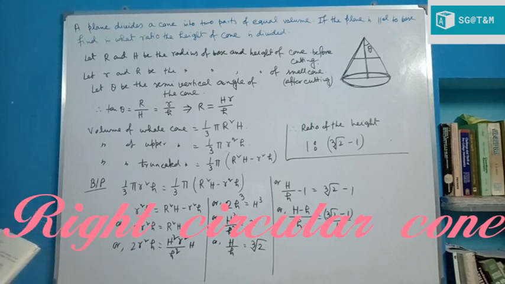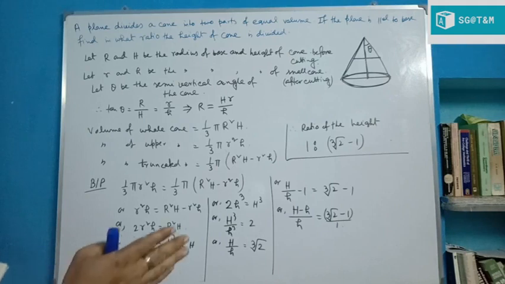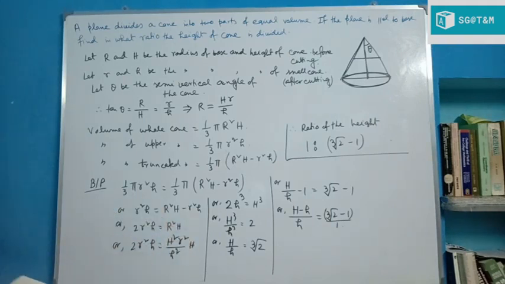First one: a plane divides a cone into two parts of equal volume. If the plane is parallel to the base, find in what ratio the height of the cone is divided. That means a cone is divided into two parts by a plane which is parallel to the base.